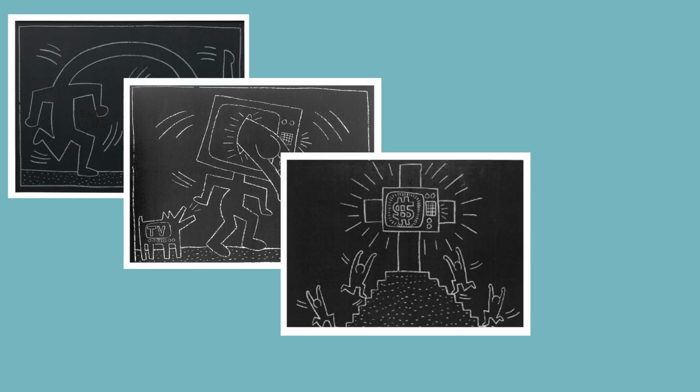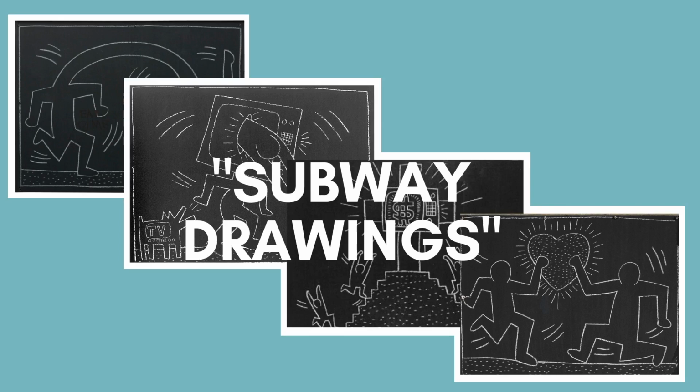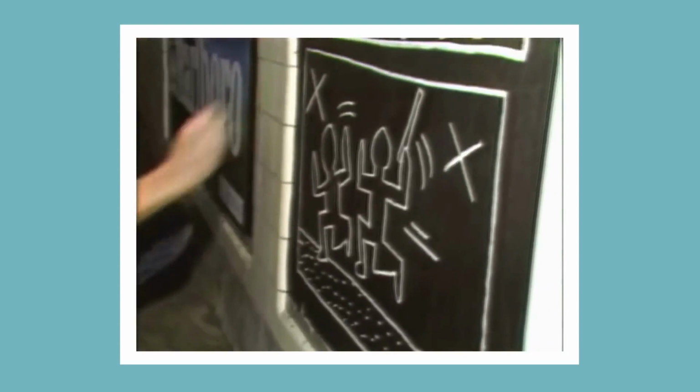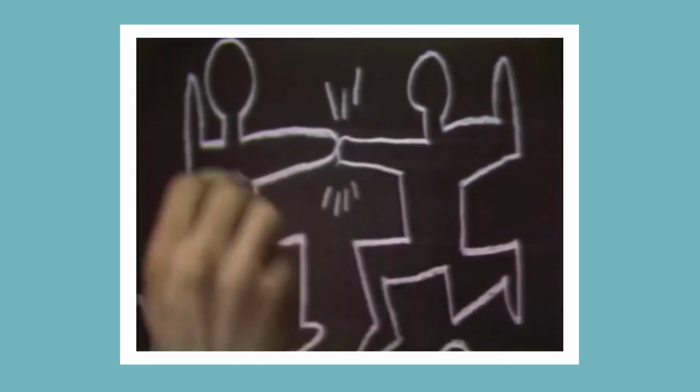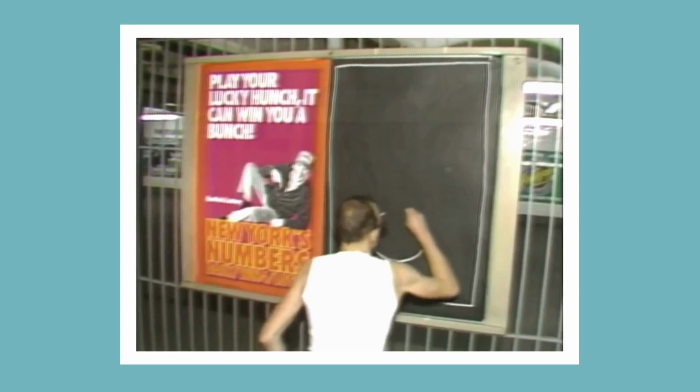In 1980, Haring began his subway drawings. He would draw on black, unused advertisement panels with white chalk, sometimes producing up to 30 drawings in one day. He would fill these panels with simple images and clean lines with cartoon-like figures, all different but carrying the same stylistic characteristics. From the early to mid-1980s, Haring created hundreds of these rapid drawings that would take minutes to create.